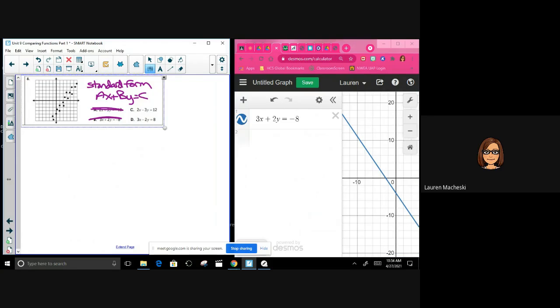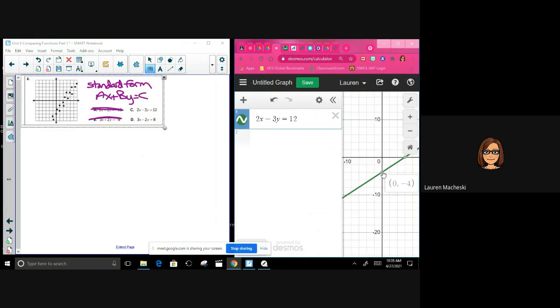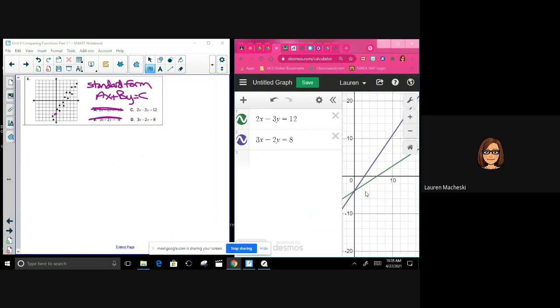Marwell thinks it's C. So let's try C. 2x minus 3y equals 12. This one crosses at -4. Does mine cross at -4? 1, 2, 3. It does. You might be right, Marwell. What are some other points from C? Let's just check D. C kind of looks like it might be it, but let's check D. I'm going to put it in the same so I can see what's going on here. That does the same thing.